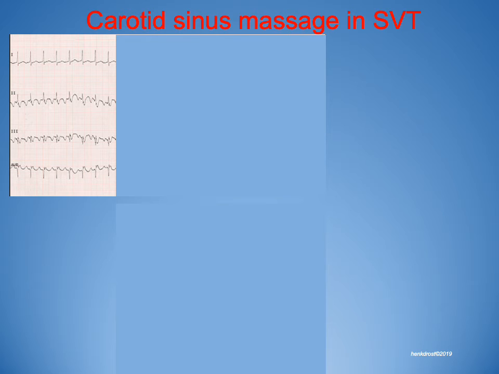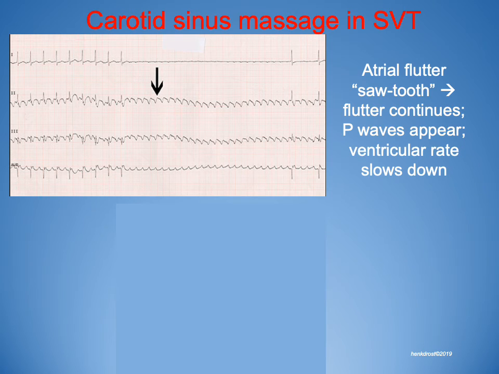In the strip above, you see a narrow regular QRS tachycardia, frequency 150 beats per minute, and the characteristic sawtooth appearance of the P wave, so it's an atrial flutter. When you apply carotid sinus massage in a correct way, you see the flutter continues, the P waves appear, there is no conduction over the AV node, so the ventricular rate slows down, and when you stop with the massage, the rhythm disturbance will continue, so it doesn't stop at all.